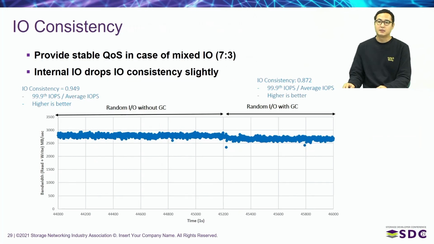The last result is about I/O consistency of the Poseidon system. For this, we did long-term I/O with mixed workloads. In this figure, you can see that the Poseidon system provides very stable QoS, thanks to user space design and the two-stage I/O path. As time goes, the I/O consistency slightly drops due to internal I/O triggered by both system-level and SSD-level garbage collections.